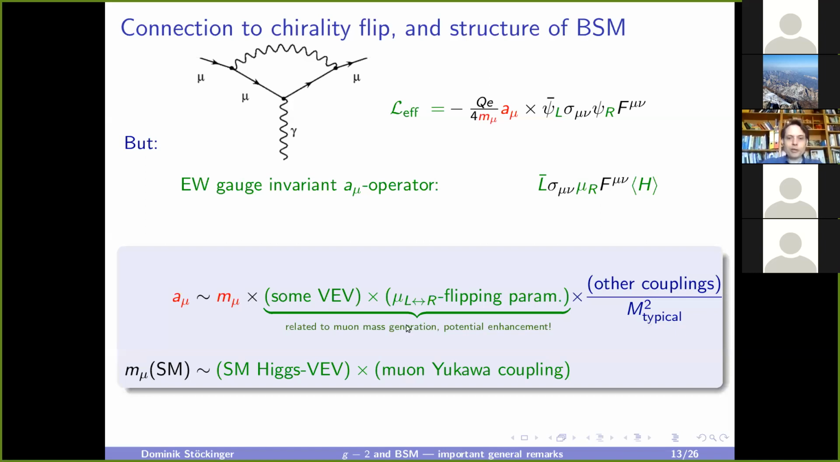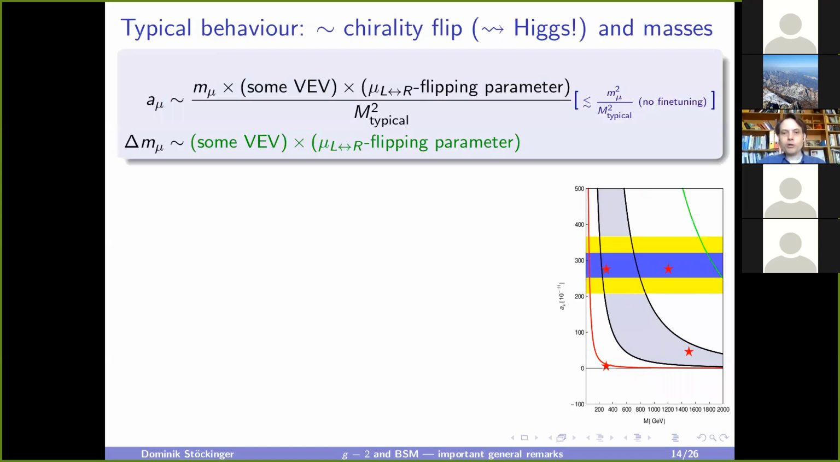Okay, and so these green factors are coming from the chirality flip, and they are obviously related also to the muon mass generation, and they can give rise to significant enhancements. Just to compare it to the muon mass, in the standard model we would have the standard model Higgs vev and the standard model muon Yukawa coupling, which gives rise to the chirality flip. But in new physics models, the muon mass could arise in different ways, and then g-2 could be strongly enhanced by those green factors here. And I would now like to make use of this structure to illustrate the typical properties of a set of interesting BSM scenarios.